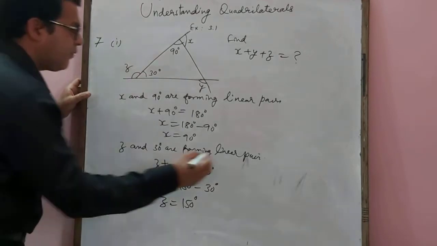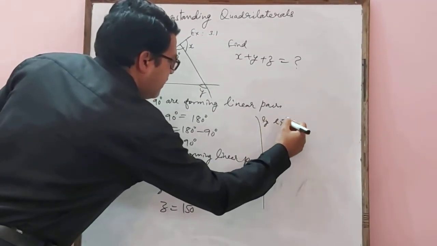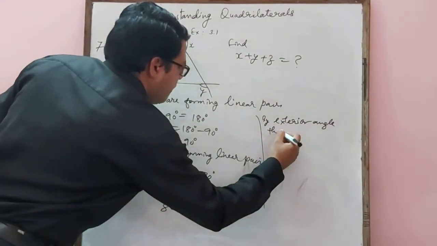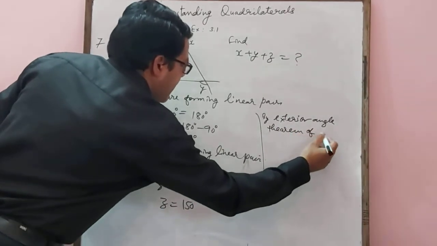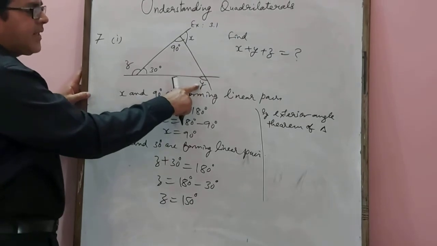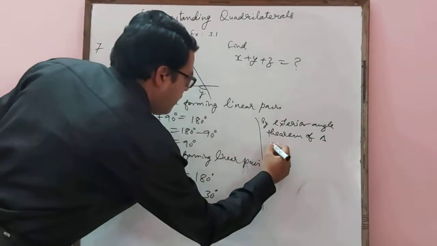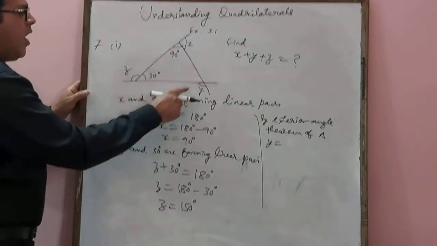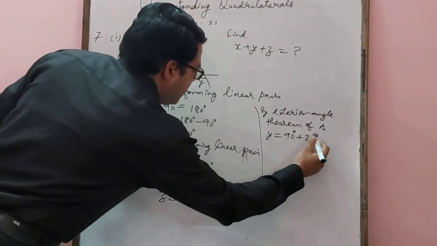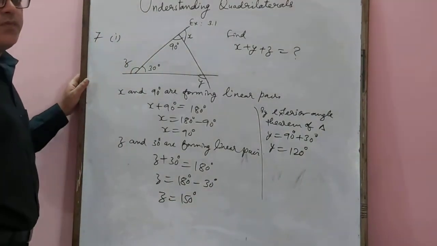So by the exterior angle theorem of a triangle, I am using this theorem. This theorem says that the exterior angle of a triangle will be the sum of the two opposite interior angles. Therefore, y will be equal to, the opposite interior angles are 90 degrees and 30 degrees. Therefore, the value of y will be 120 degrees.